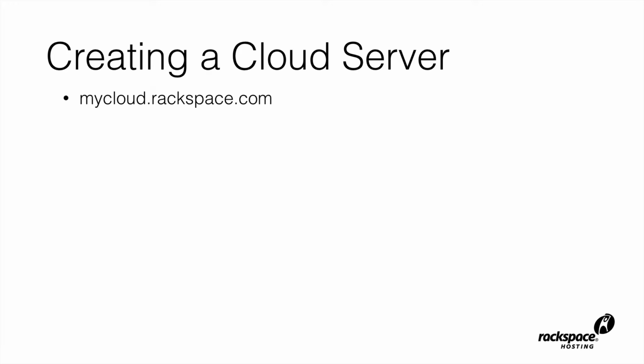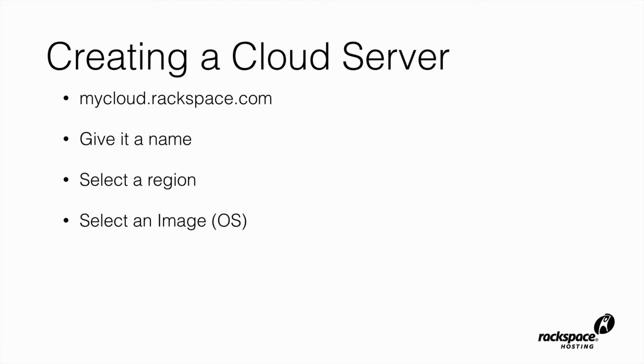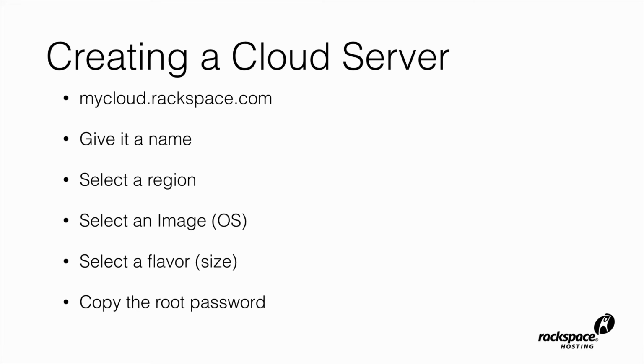And then in order to create a cloud server, we need to first give it a name, select a region in which the cloud server is going to be built. We need to select an image, which is pretty much the operating system of the cloud server. We need to select a flavor, which can be thought of as the size of the cloud server. If you need more resources, you can select a larger flavor. And then we just need to copy the root password. And once we've done that, it will just be less than a minute before our cloud server will be provisioned and ready to use. So let's go ahead and do that.